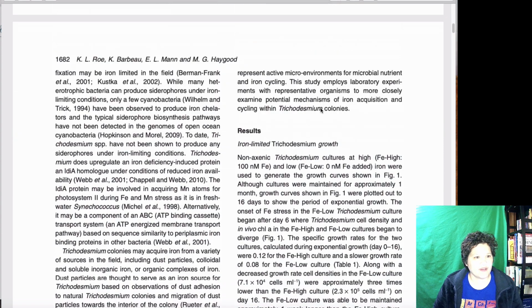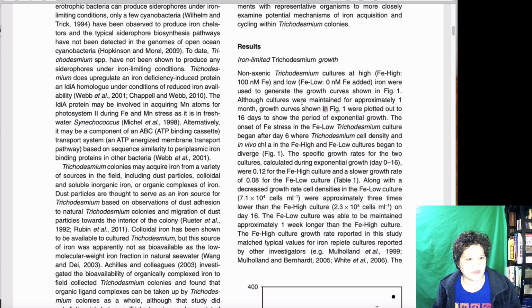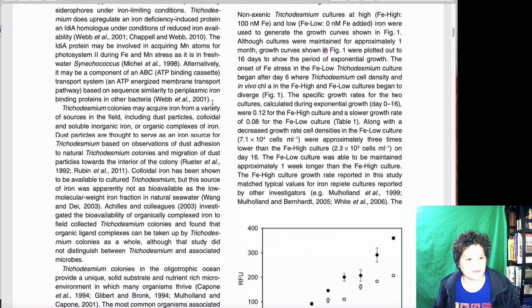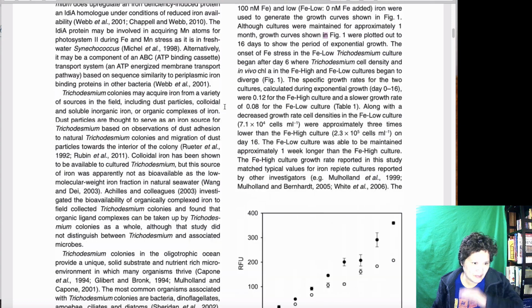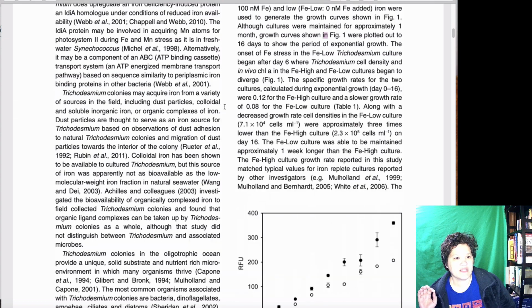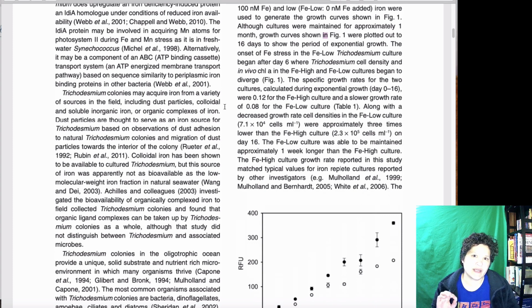But now they're talking about heterotrophic bacteria. They can produce siderophores under iron-limiting conditions. But only a few cyanobacteria, reference. Okay, and so you can see this is a really long paragraph. There's 2 paragraphs. And basically, each sentence or two is a summation of what has been done in regards to iron, Trichodesmium, and heterotrophic bacteria.